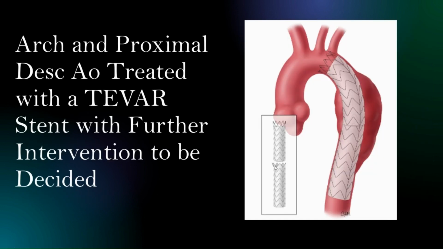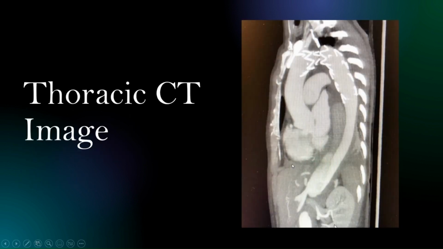She was treated initially using a TEVAR stent, which is just a cloth-covered stent placed in the arch just to try and limit the further extension there into the proximal descending aorta. This diagram just shows the picture of the stent. From her CT image, you can actually see that stent in place, which I'll also be discussing in relation to the study.